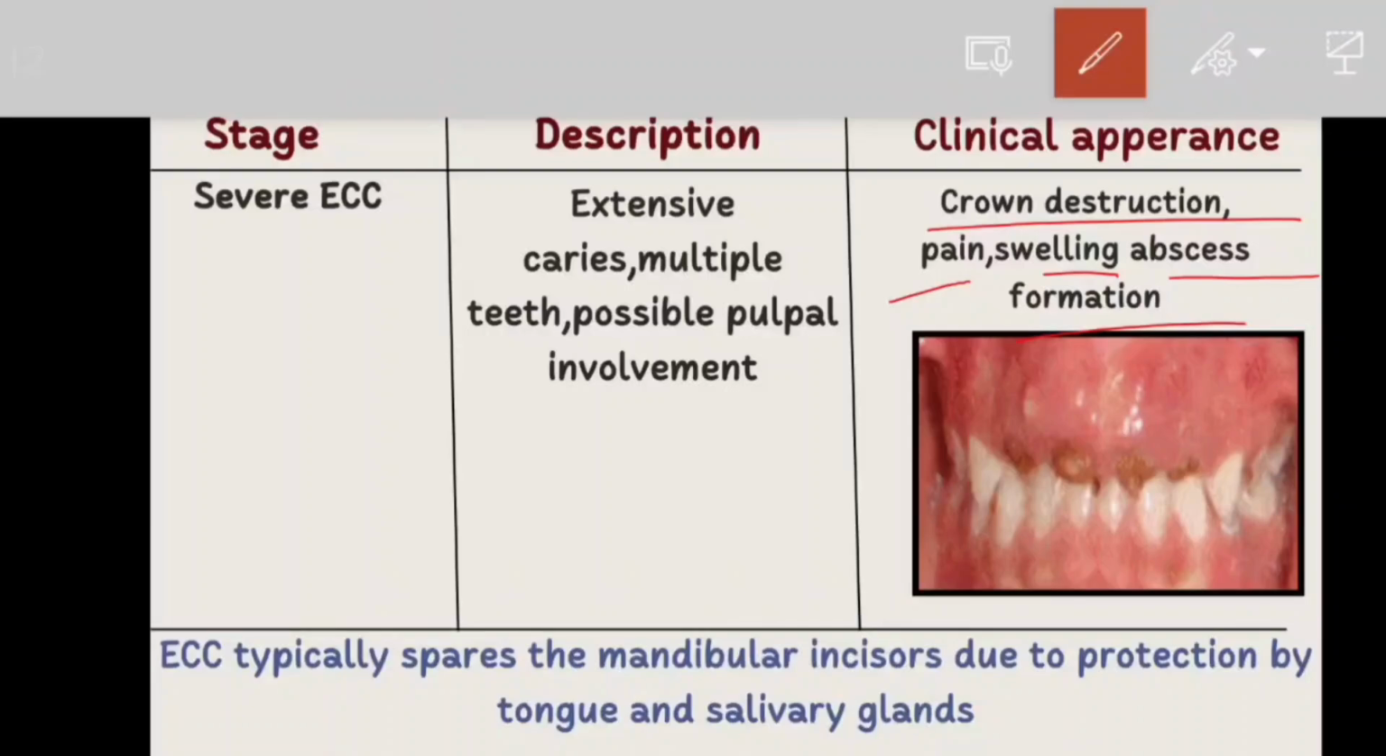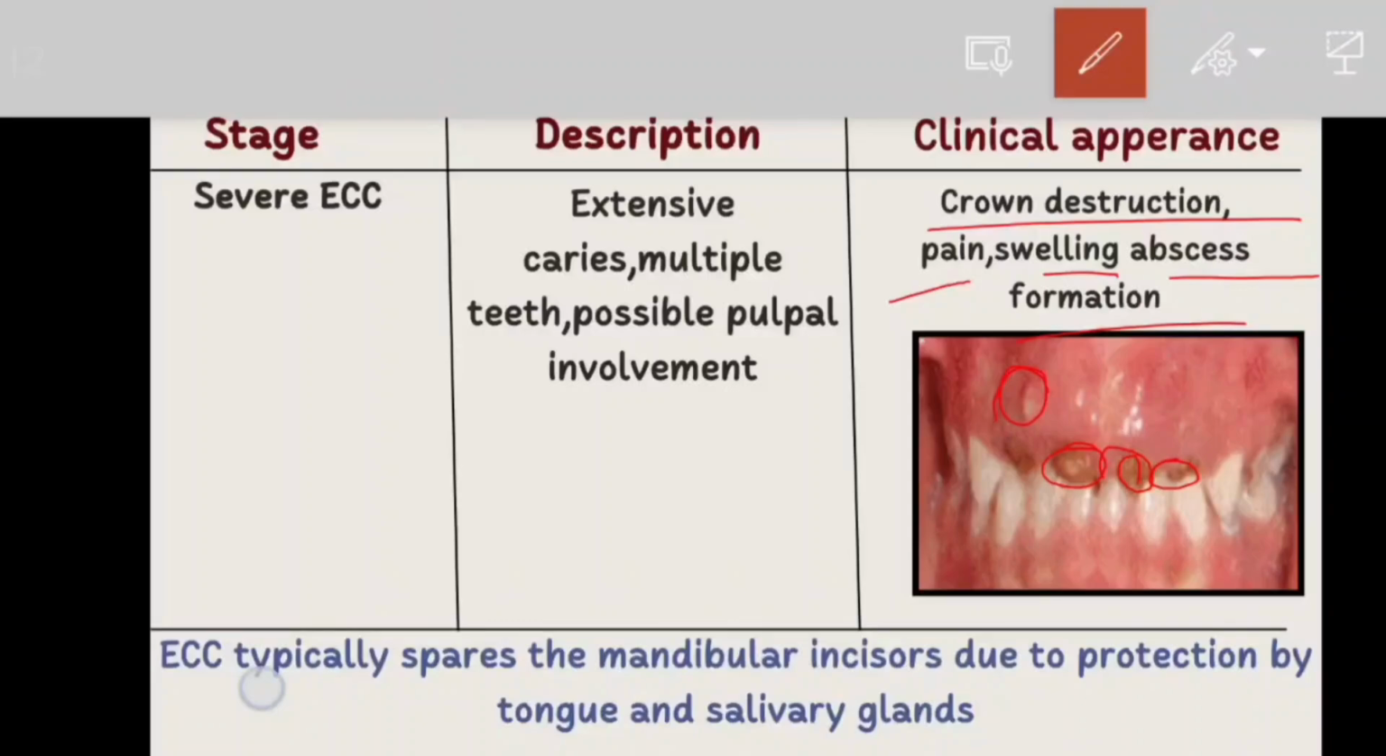Okay, so here you see separate broken upper anterior teeth with a swelling near one tooth. This is an advanced state where a child may experience pain, infection, and difficulty eating. So what is the most severe stage of early childhood caries? That is severe early childhood caries.